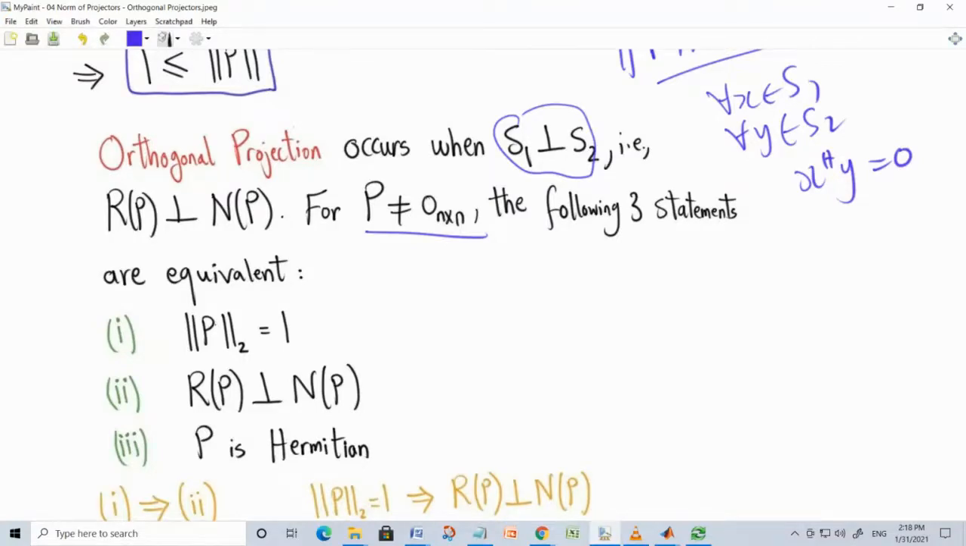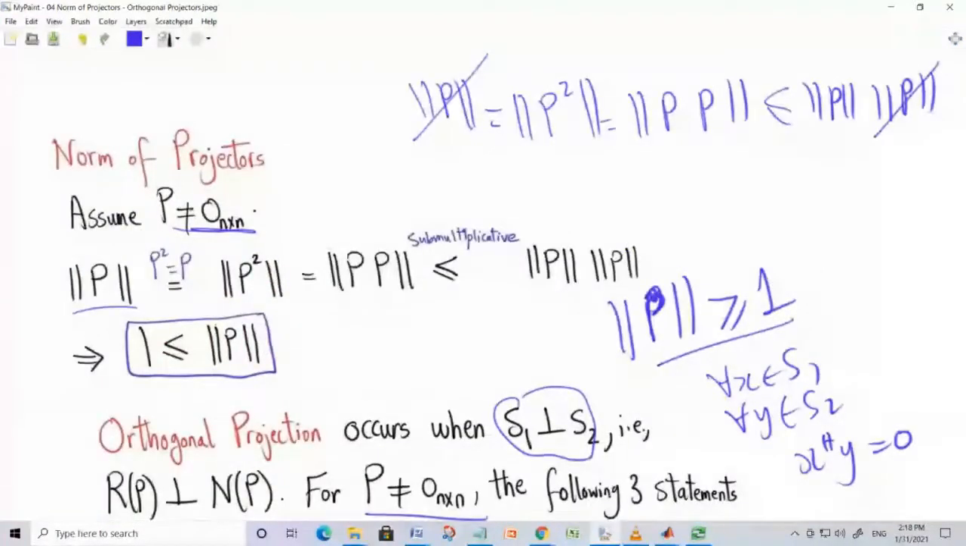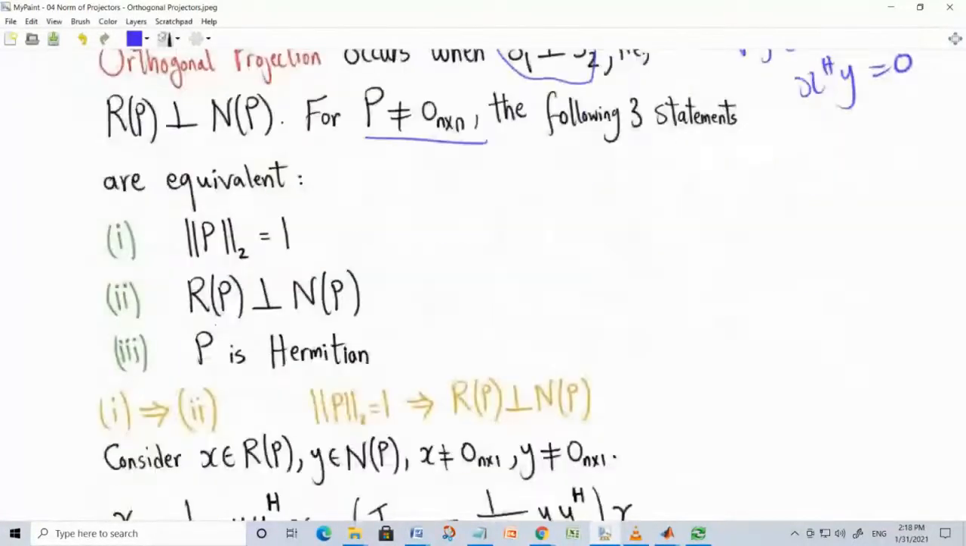Is exactly equal to 1. Generally, the L2 norm, which is the maximum singular value of P, is greater than or equal to 1. So now if we focus on the L2 norm, we should get 1 for orthogonal projection. Number 2, as the name suggests, you want the range of P to be perpendicular to the null space of P.